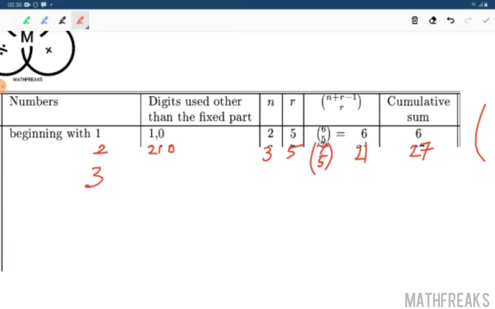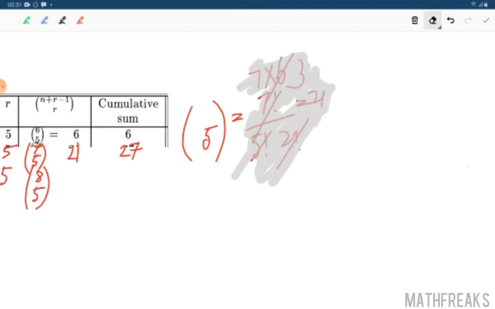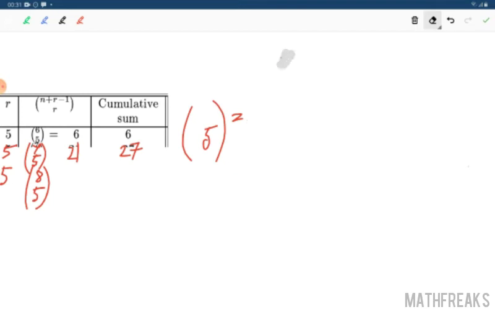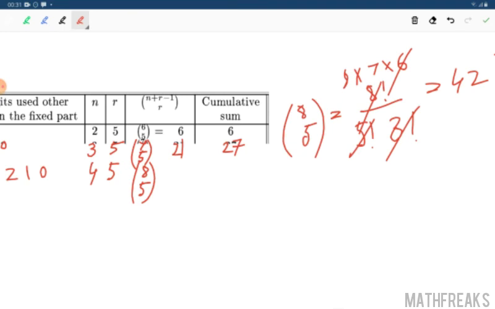Beginning with 3: 3, 2, 1, 0. N is 4, r is 5. 8 choose 5. What's the value of 8 choose 5? 8 choose 5 is 8 factorial over 5 factorial 3 factorial. This will be 42 here. Adding this 9, we will get cumulative sum 69.